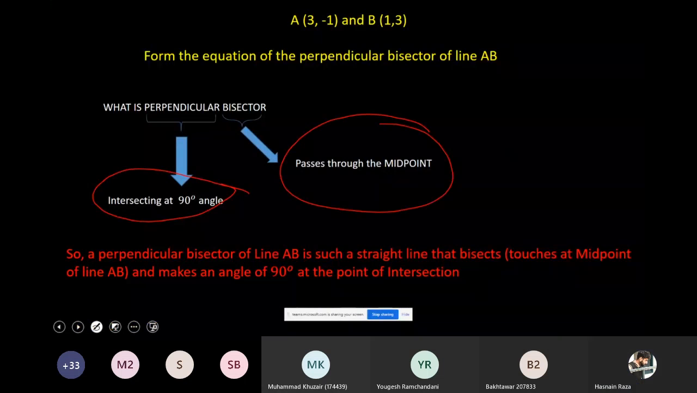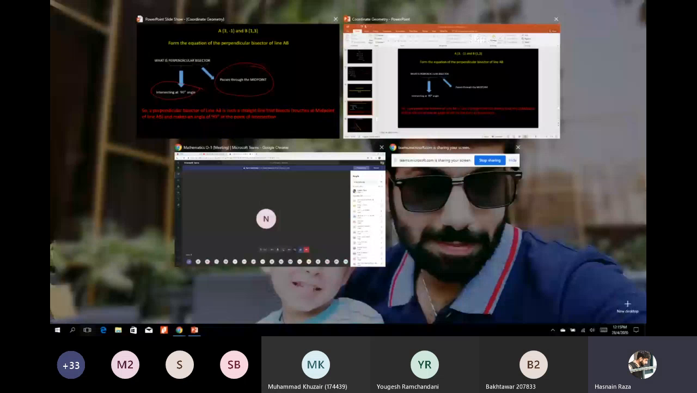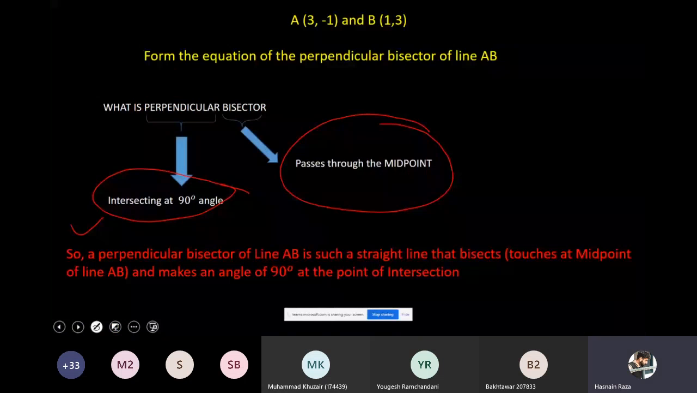That means a straight line. So now let's read it from here. A perpendicular bisector of line AB is such a straight line that bisects, touches the midpoint of line AB and makes an angle of 90 degree at the point of intersection. We came to know two things. ठीक है? This is actually what perpendicular bisector is.